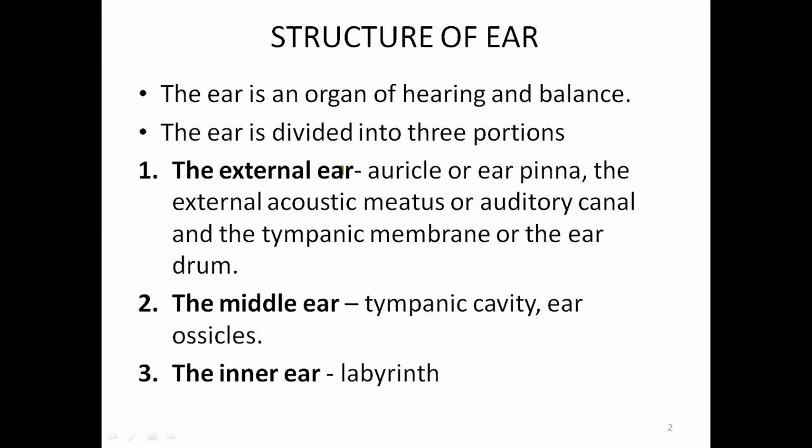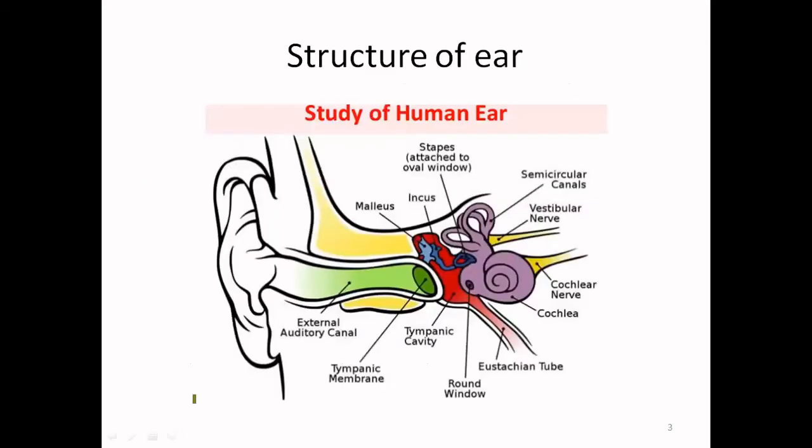Now, the ear is divided into three important portions. Remember, students, the question will be on the physiological aspect of hearing, not on the structural aspect of hearing, but just to make you understand better, I'll be discussing the structural aspect. Now, see, if you look at this part, this is the external ear, this is the middle ear, and this is the internal ear.